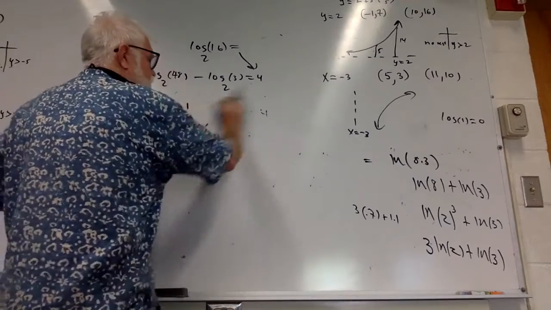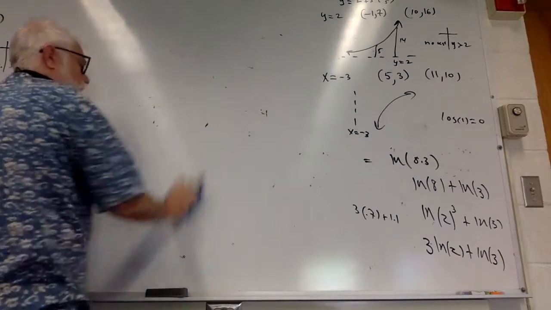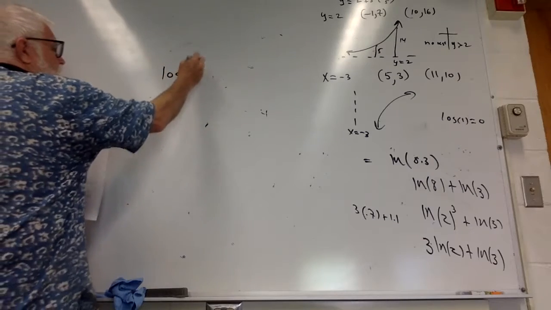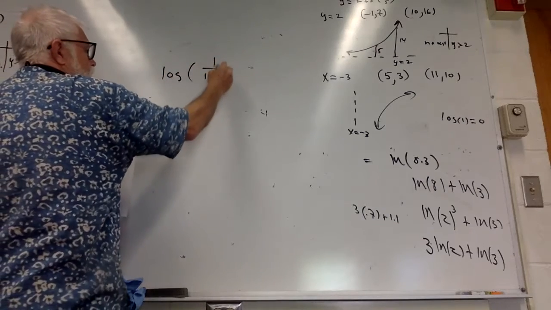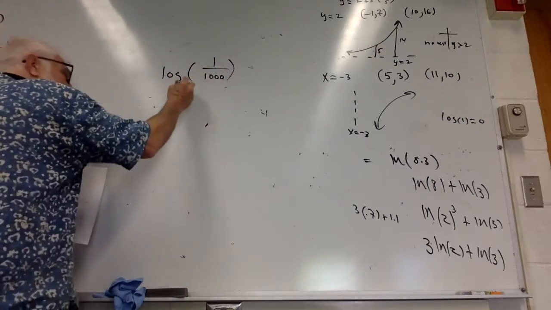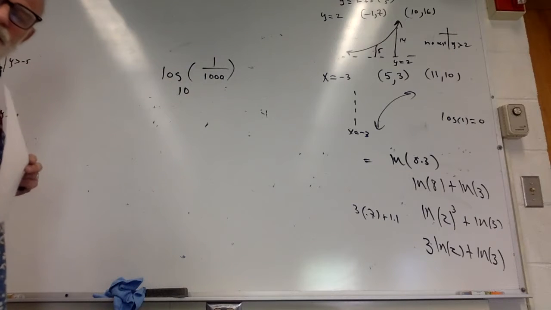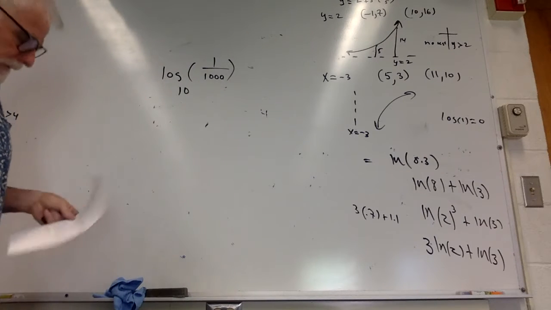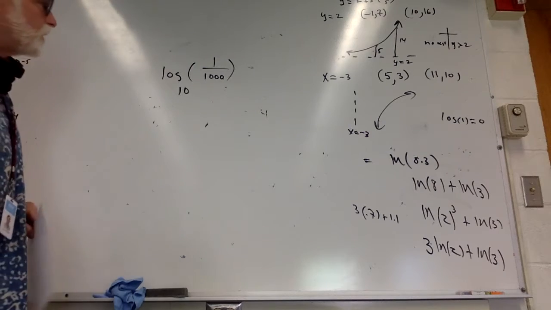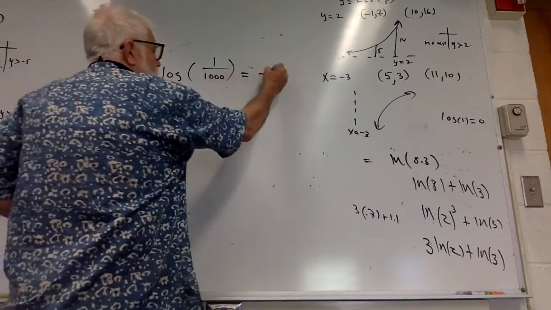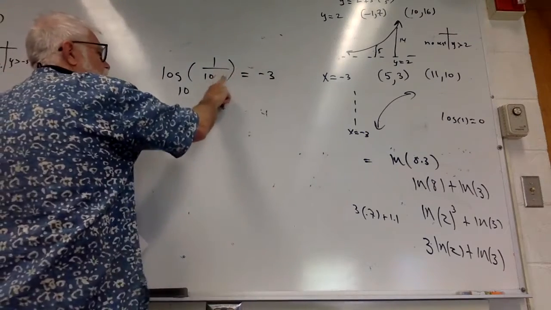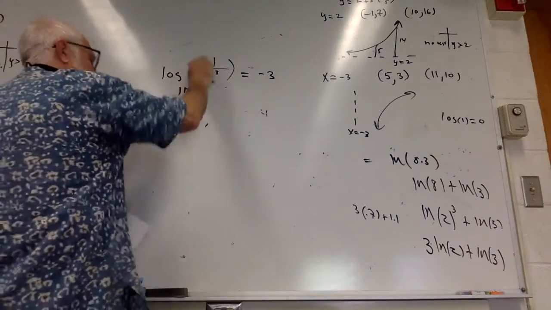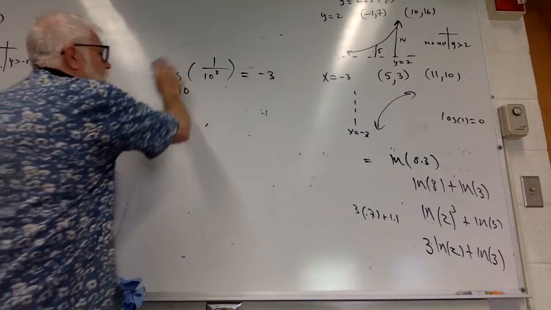Log 1 over 1,000. Well, it's not stated, but it's a base 10. That's a common log. We don't write it. So if it's not written and it's not ln, then it's base 10. All right, and so 10 to the what gets us 1,000, negative 3, right? Because we really have 10 to the third in the denominator. So that's the exponent you put on top of the 10 to get that calculation. All right.